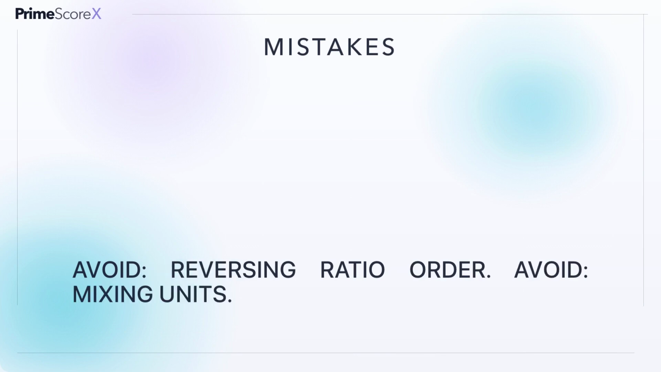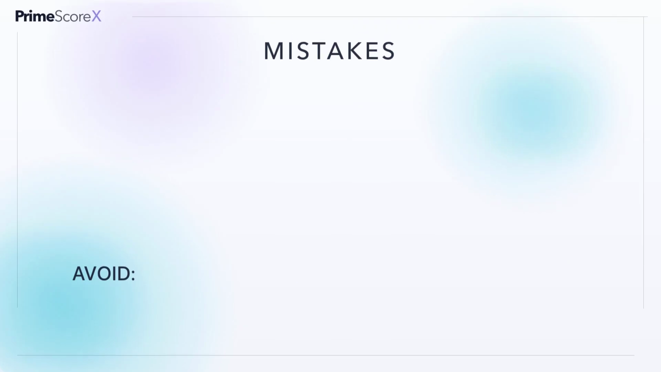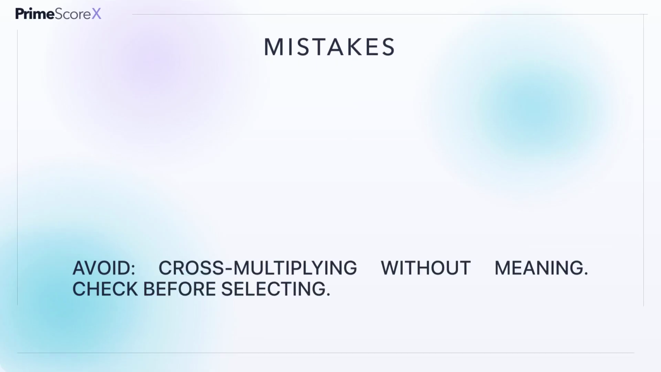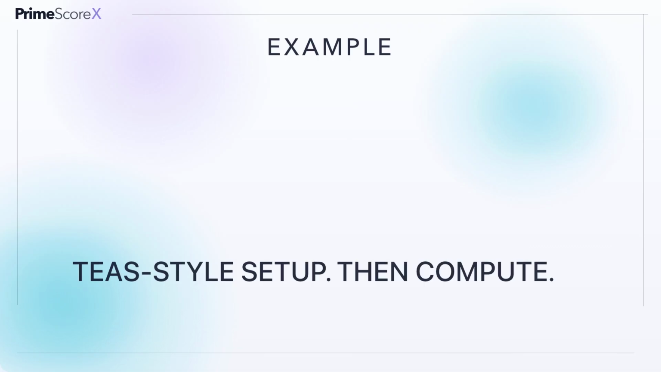A common mistake is reversing ratio order. This usually happens when a student recognizes the topic but does not check the actual question. Another mistake is mixing units. Rushing the middle of the problem can create an answer that feels right but does not match the structure of the item. Another trap is cross-multiplying without meaning. This is especially dangerous on TEAS math because the answer choices may include common intermediate results. Before selecting, confirm that your answer is not just a number you produced, but the number the question requested.